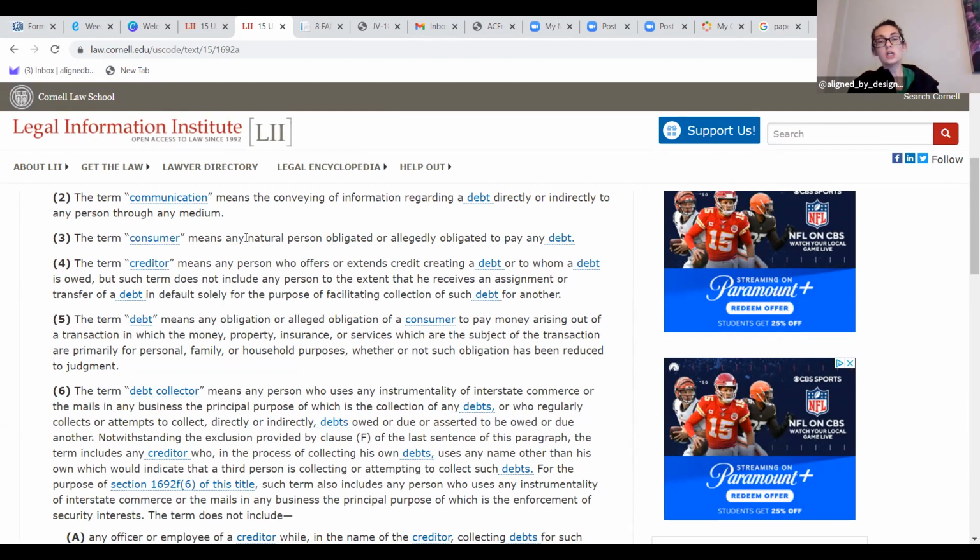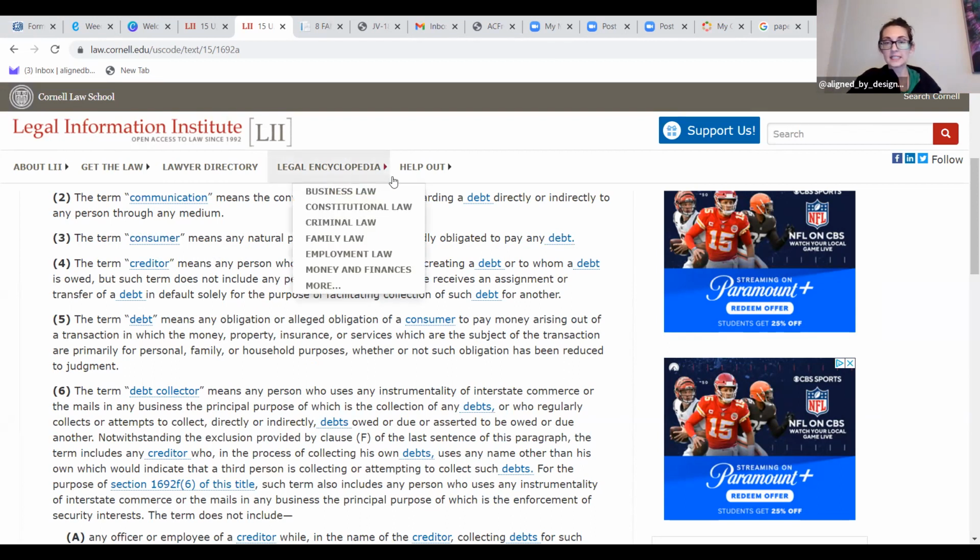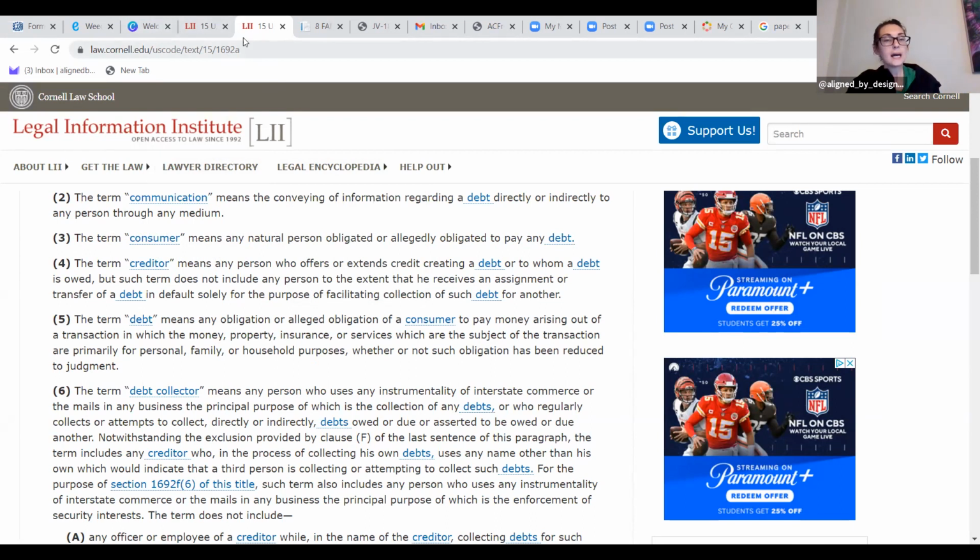So as a consumer, you are a person obligated or allegedly obligated to pay any debt of any contract that you get into, even as simple as, if you tell someone you borrow something and you tell them you're going to give it back, you are obligated to pay that debt and give it back. That, in life, is something that is expected, to keep your word. Okay.